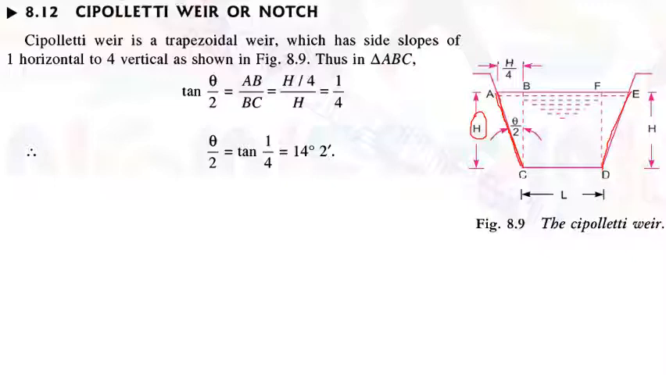In triangle ABC, we know that tan theta by 2 is equal to AB by BC. Theta by 2 is this angle, and tan is opposite side by adjacent side, that is AB by BC. For a Cipoletti weir, the horizontal distance AB is 1 by 4th of the vertical distance BC. So AB by BC is equal to h by 4 by h, that is 1 by 4. So theta by 2 is equal to 14 degrees and 2 minutes. This is the angle for a side slope of the Cipoletti weir.